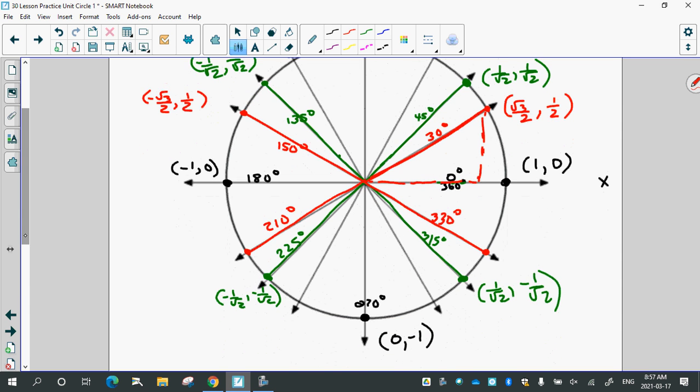And then for the 210, I would go negative root 3 over 2 and down 1 half. So the ordered pair would be negative root 3 over 2, negative 1 half. And in the fourth quadrant, I'm going to go over root 3 over 2, positive direction to the right, and then down 1 half. So negative 1 half. Okay?